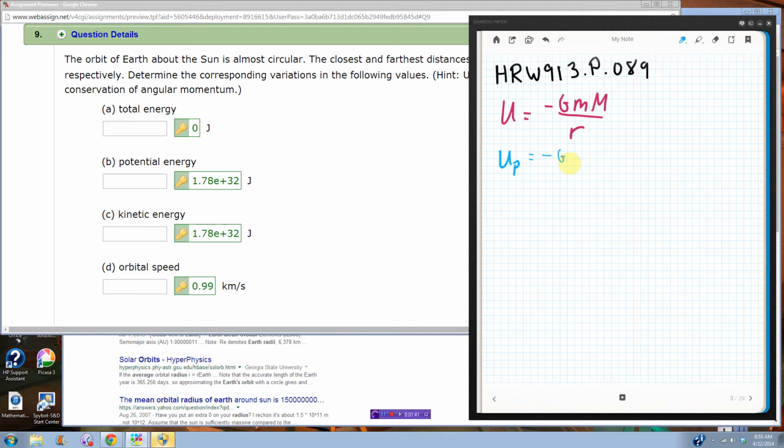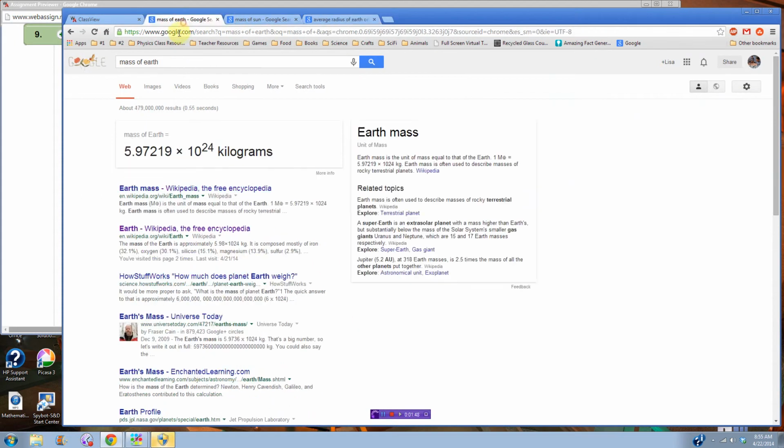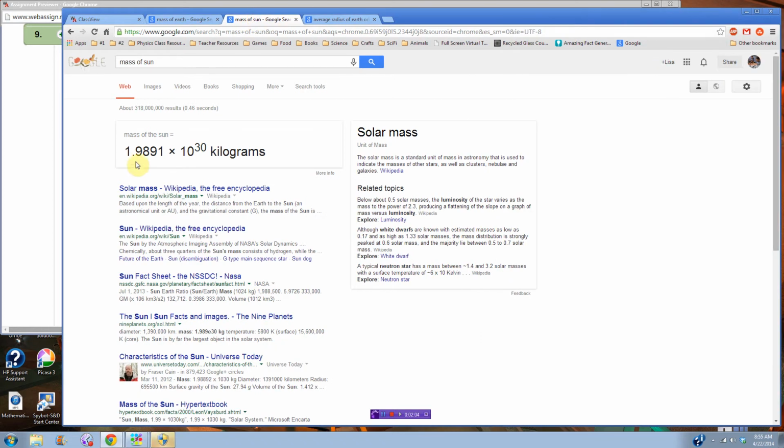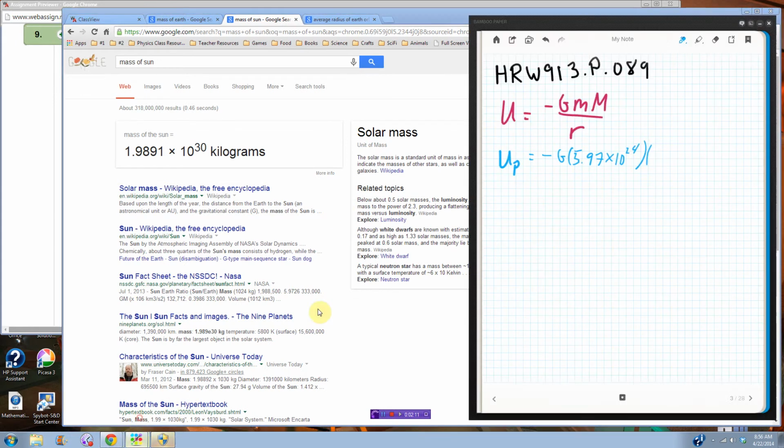So that's going to be G times mass, little mass is the mass of the Earth. We have to go look that up. I already did. Mass of the Earth, I'm going to round that to 5.97 times 10 to the 24th. Then we need the mass of the Sun, which I also have. Thank you, Google. That's 1.99 times 10 to the 30th.